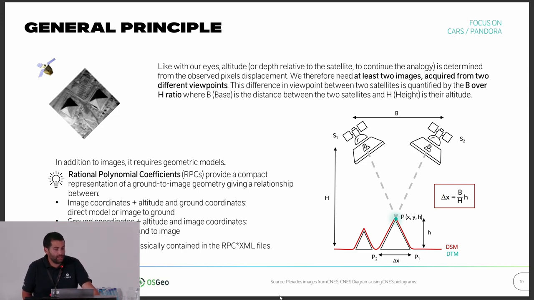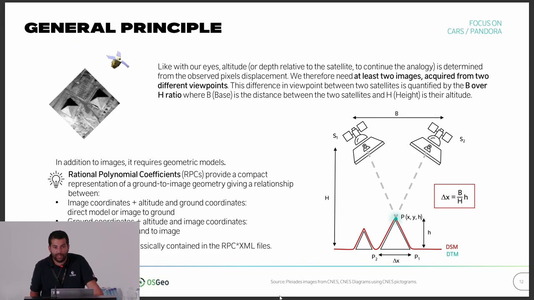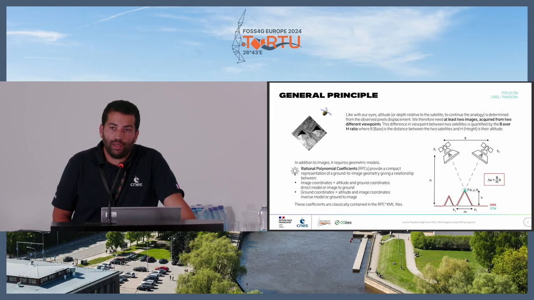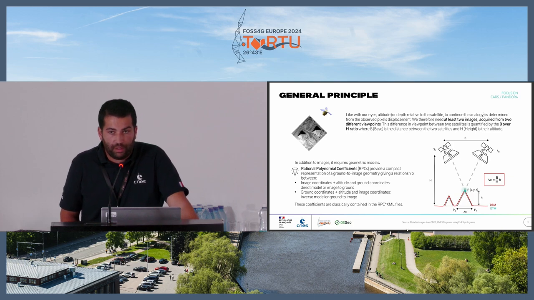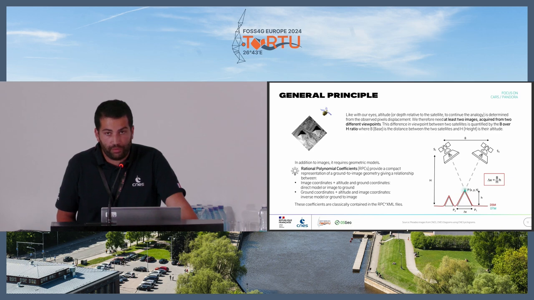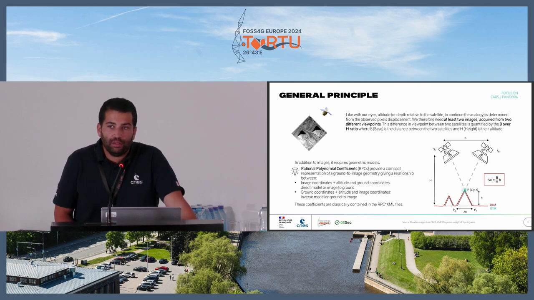The principle of photogrammetry is like our eyes to see the perspective. We have two or three images of the same scene, but observed from different points of view. We therefore need at least two images to reconstruct the surface in 3D. In satellite imagery, the difference of point of view is quantified by a B over H ratio. B is the base, the distance between the two satellites, and H their altitude. And depending on this B over H, you can reconstruct the streets or be more precise on the height of the buildings.